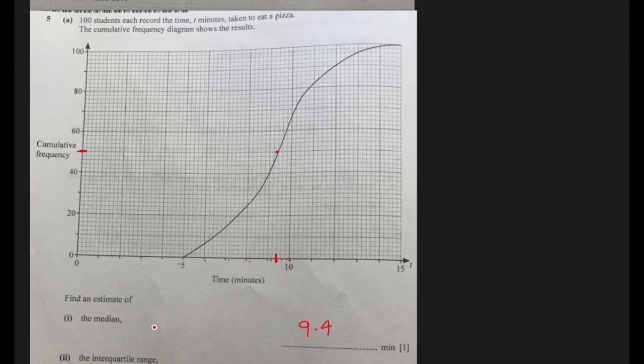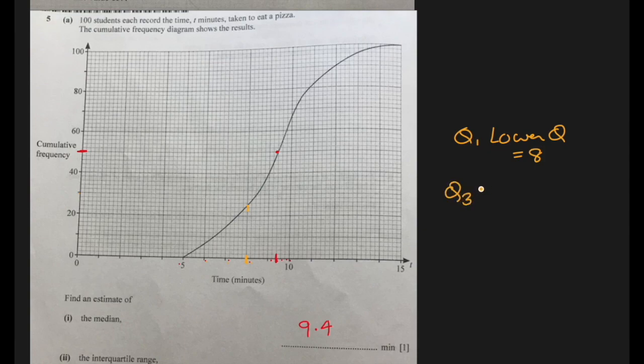Interquartile range. For interquartile range, we need to find Q1 and Q3. Lower quartile will be 1/4 of 100, and similarly, 1/4 of 100 is 25. So this is 30, this is 20, so 25 will be here. It reaches this line and down this line, which is 6, 7, 8. So the lower quartile is 8.